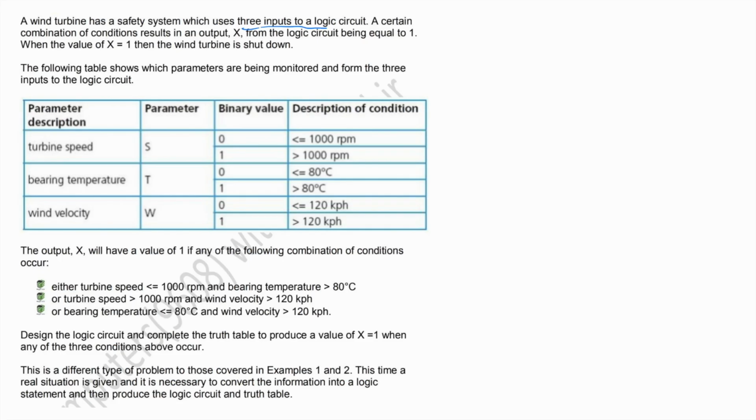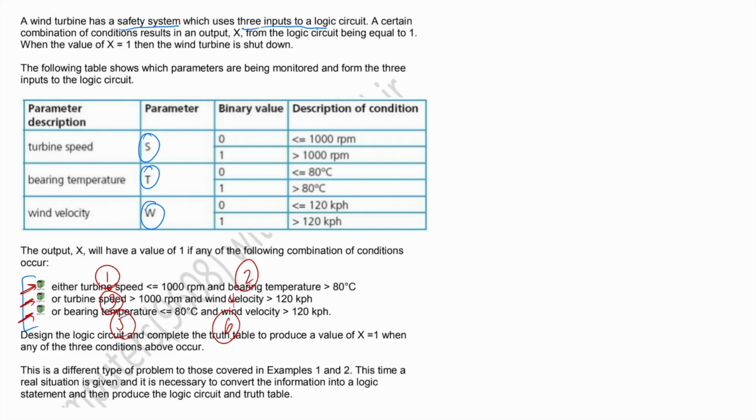So we're going to have one more problem like this just to solidify your understanding. So here we have a wind turbine system, and it has a safety system with 3 inputs to a logic circuit. Each of those inputs represent turbine speed, bearing temperature, and wind velocity. And these conditions, we want to have an output of 1 based on these particular conditions. So we're going to go ahead and label these 1. Remember, 1 and 2, 3 and 4, 5 and 6, each of these are united by an AND, and those conditions are united by an OR. So we need to have either this condition or this condition or this condition.